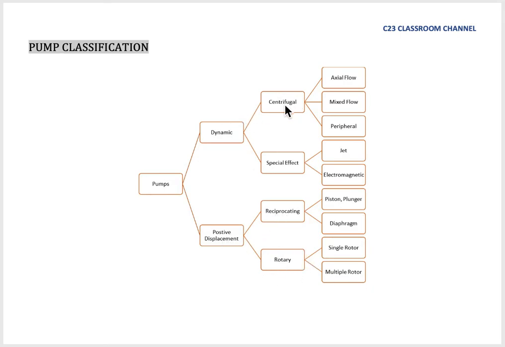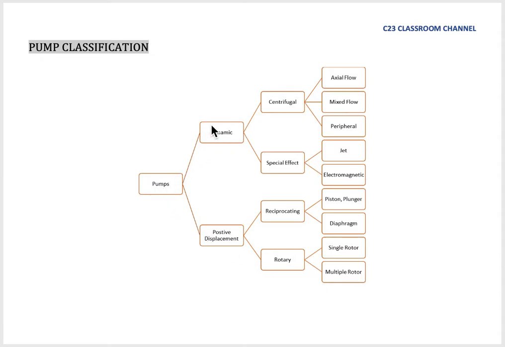So in centrifugal here, we have three basic pumps, which are axial flow, mixed flow, and peripheral. In special effect, we have jet and electromagnetic. In positive displacement, in reciprocating pumps, we have piston, plunger and diaphragm. And in rotary pumps, we have a single rotor and a multiple rotor.